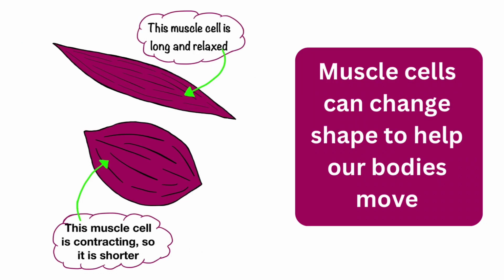Muscle cells are really good at changing their shape. When they get shorter, they make the muscle shorter, and this is when we say the muscle is contracting, and this is what helps to move our body.